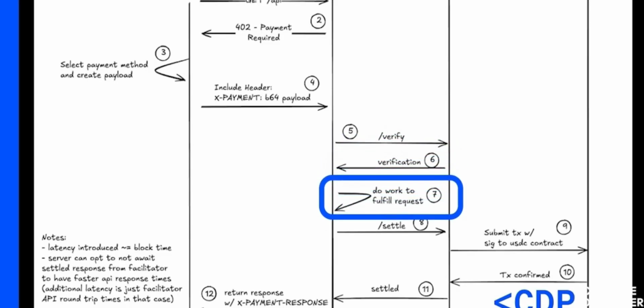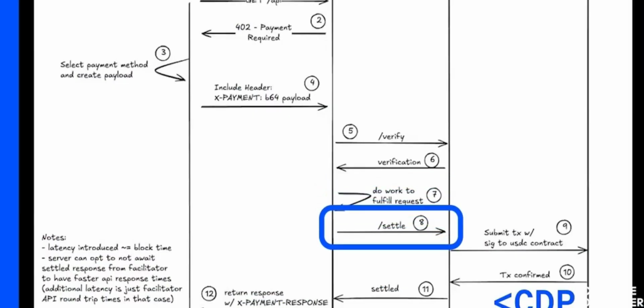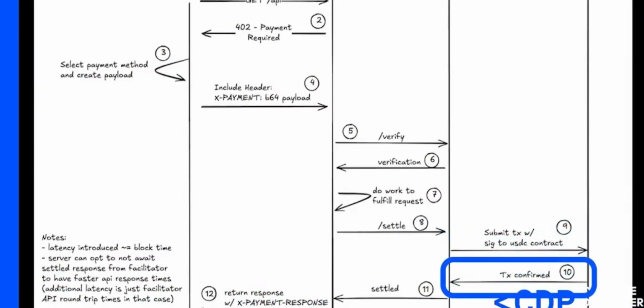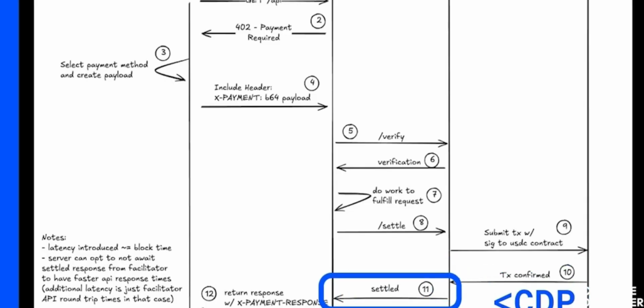The server will then do work to fulfill the request. So that could be reading from a database, or it could be generating an image, or any other thing that needs to be done in order to fulfill the request. And then it'll call settle on the facilitator. And the facilitator will then submit the transaction to the blockchain. The logic here depends on the token and the blockchain. And then once the transaction is confirmed, it'll tell the server, yep, you have received the funds, you're safe to return to the client. And the server returns to the client the same way it normally would, but with an additional header, X-PAYMENT-RESPONSE, that contains the details of the transaction for the client's record keeping.